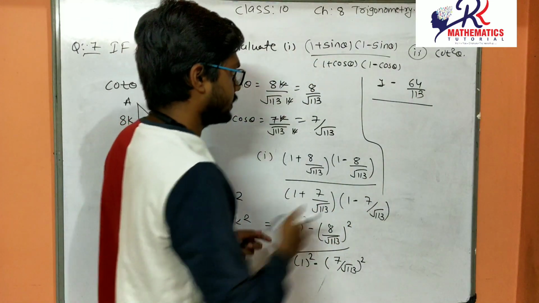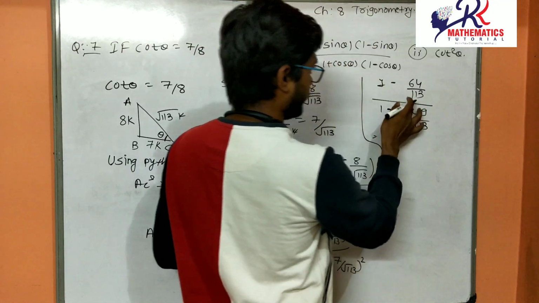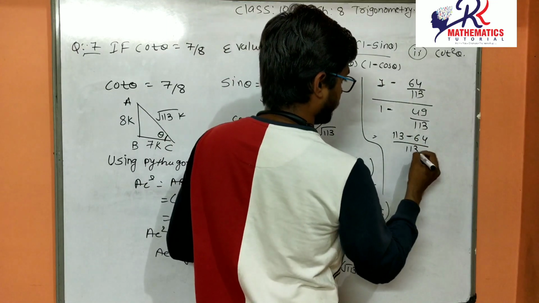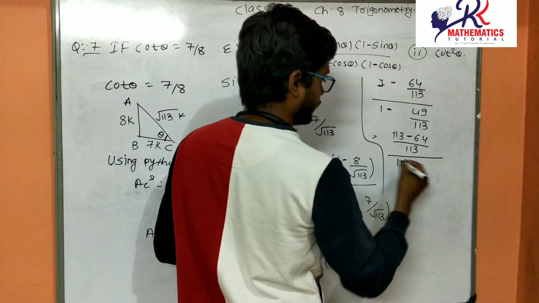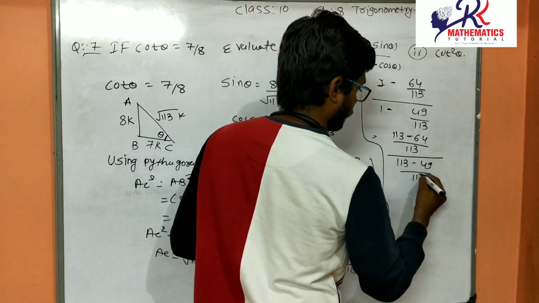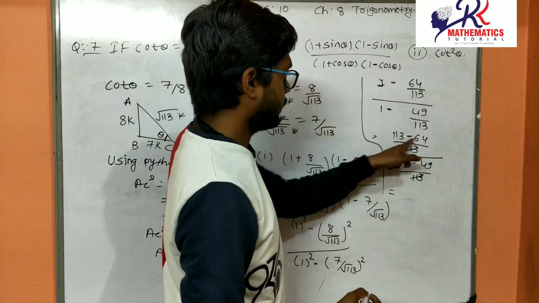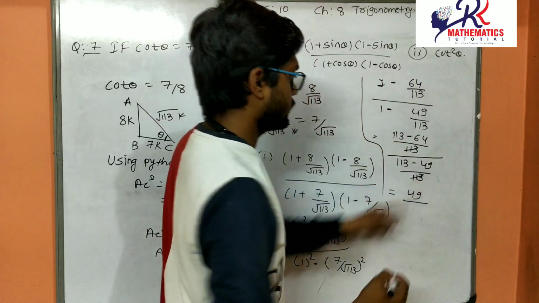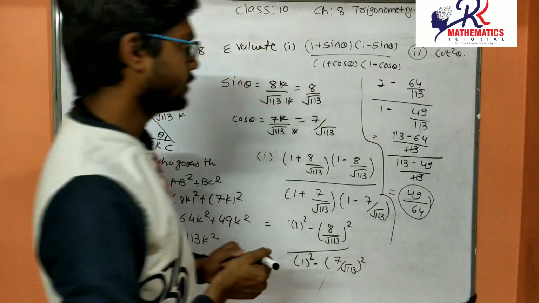Now for the denominator it is 1 minus 49 upon 113. So here we have to take the LCM, so it is 113 minus 64 upon 113, whole in division. Again we take the LCM, so it is 113 minus 49 upon 113. Now 113 minus 64 is 49, whereas 113 minus 49 is 64. So our answer is 49 upon 64.